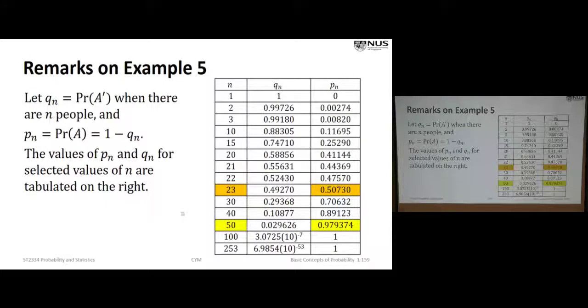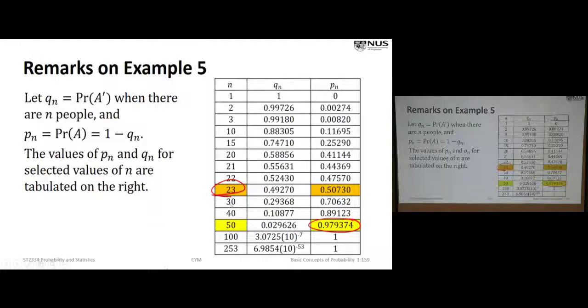50 persons. The chance that you will find 2 is 98%. All right? It's a very high chance that you will find 2 with the same birthday. So even if you have 23, the chance is almost half that you will find 2 with the same birthday.